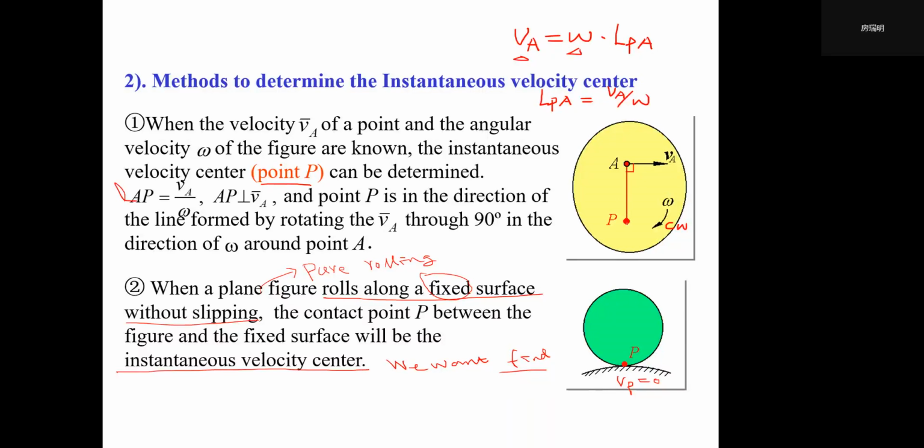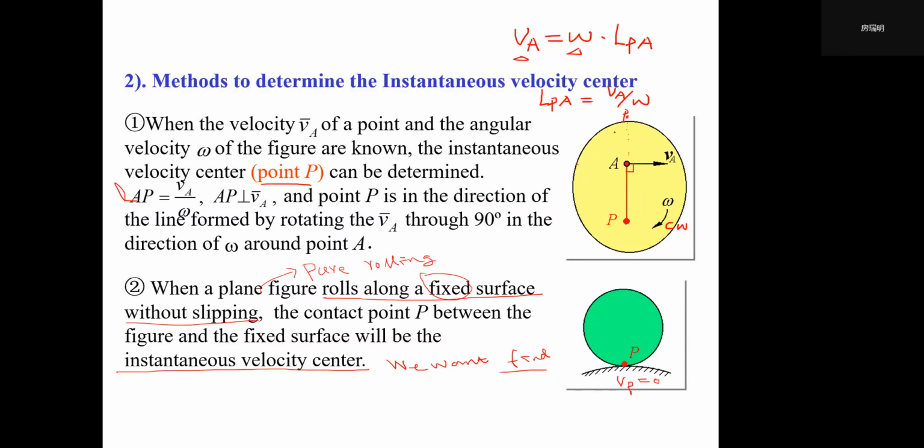So the only question is, should point P be at this position or that position? Maybe there is another position which has the same length from this point to point A. So how do we select the correct position? Because at any time instant, only one point is the instantaneous velocity center, right? So that is the direction of omega. If you select P here, and you prolong PA a little bit and rotate along the direction of omega by 90 degrees, then you find this VA is not the correct direction of the original VA. So that is a paradox, 矛盾, not correct. So it should be VA.